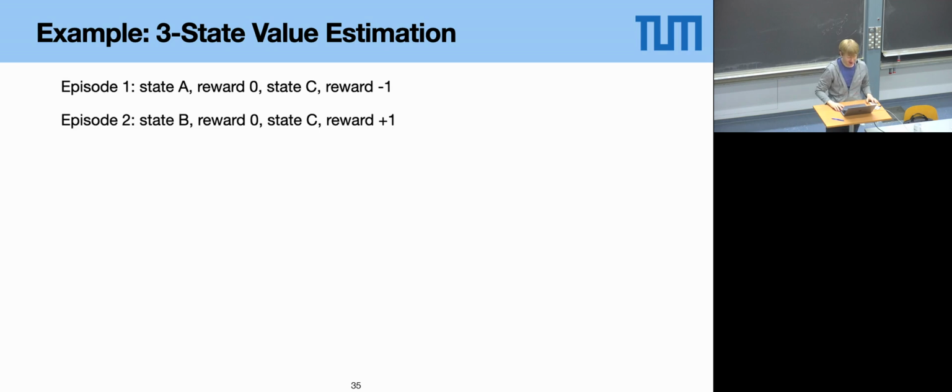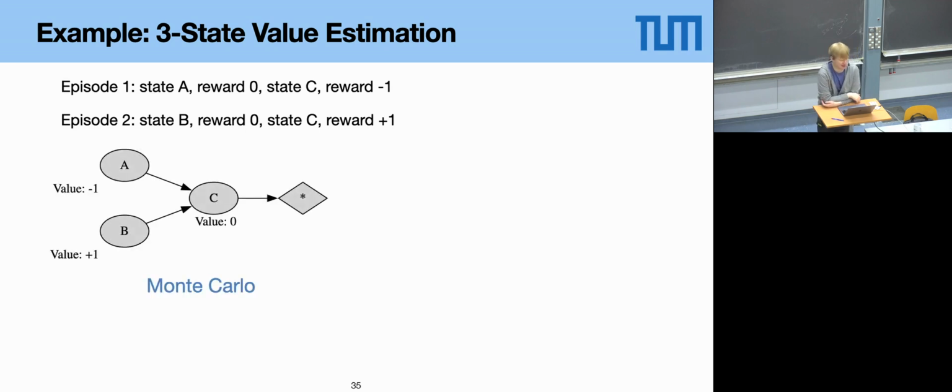So these were the episodes, and let's look first at the Monte Carlo answer that you get for this question. As mentioned, state C is easiest. We have two observations of what happens from state C on. Once we had a reward of -1 and once of +1. And that means on average we received a reward of 0, so the value of state C is 0.